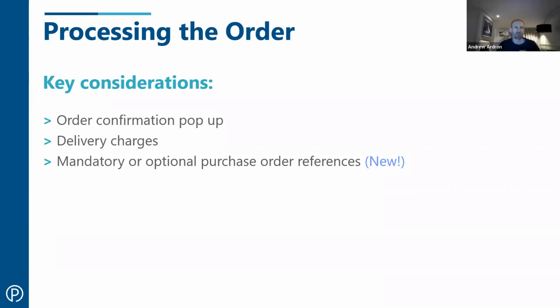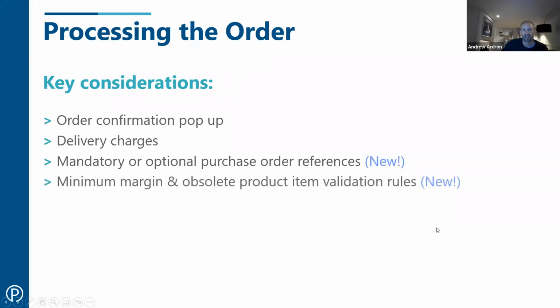So you obviously want this stuff confirmed before you send the quote or before you confirm the order, whichever way it's being processed. Delivery charges we talked about, but again, just to remind you, that's a key bit of processing the order, getting those delivery charges sent out, and the purchase order references that I talked about earlier. The ability to make them mandatory is new, and I might just show you that configuration option in a second.